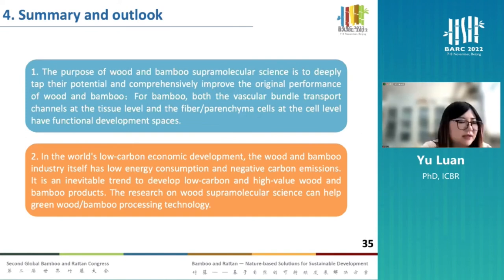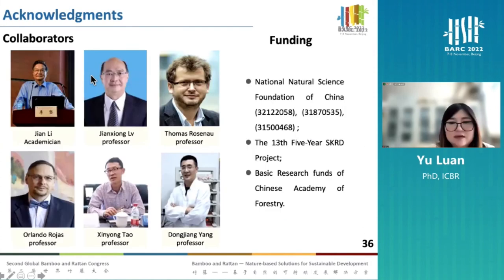Summary and outlook. First, the purpose of wood and bamboo supramolecular science is to deeply tap the potential and comprehensively improve the original performance of wood and bamboo. For bamboo, both the vascular bundle transport channels at the tissue level and the fiber cells at the cell level have functional development space. Secondly, in the world's low carbon economic development, the wood and bamboo industry itself has low energy consumption and negative carbon emissions. It is an inevitable trend to develop low carbon, high value wood and bamboo products. The research on wood supramolecular science can help the development of the industry.